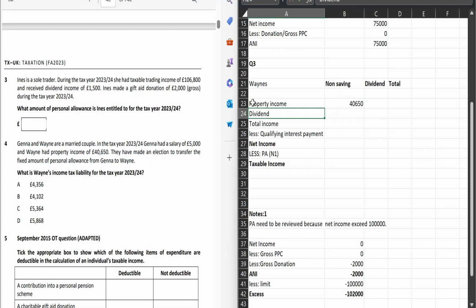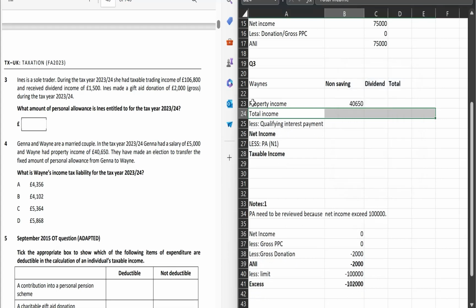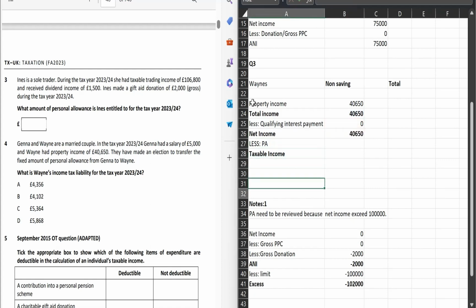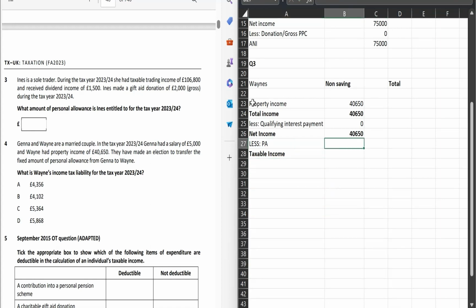And they have made an election to transfer the fixed amount of personal allowance from Jenny to Wayne. Okay, no issues. Our total income will be 4060. There is no qualifying interest payment, so net income will be the same. Personal allowance will be, as the net income is less than 100,000, so no need to review, minus 12,570. So the taxable income will be 2808.